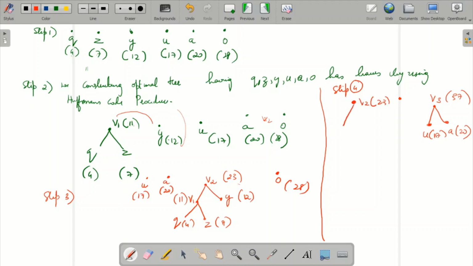For that V2 you had V1, that is 11, and one more you had Y, that is 12. And for this V1 again you had Q, and then again you had Z. With the Z weight is 7 and Q weight is 4. And one more is O. O is just a vertex, 28. Now you have V2 23, O 28, and V3 37.